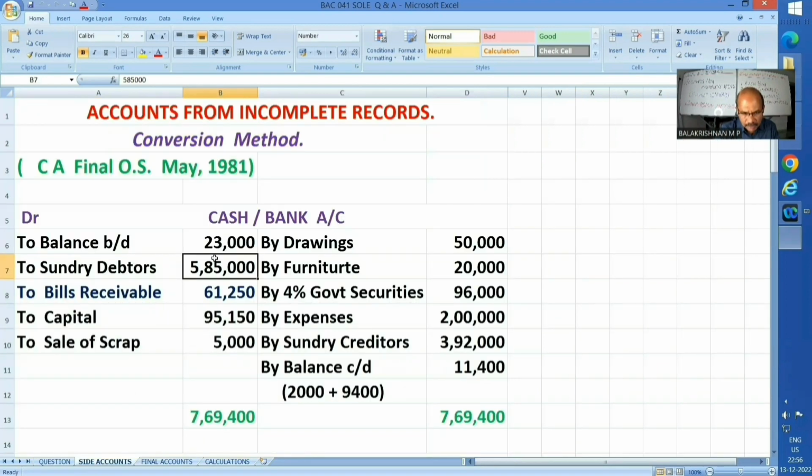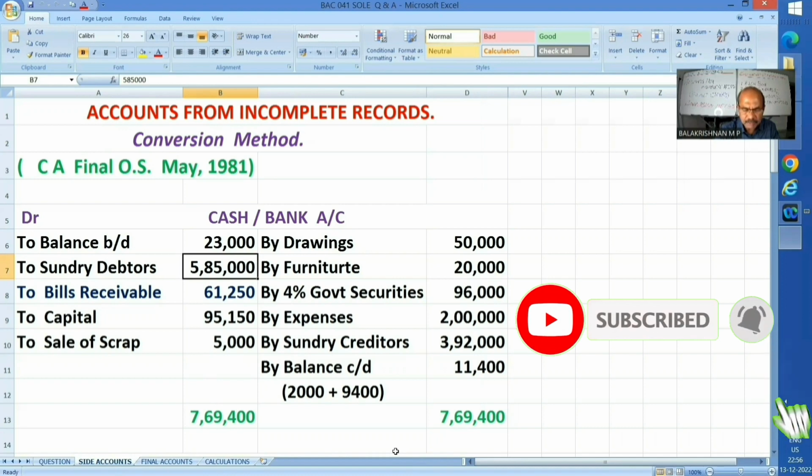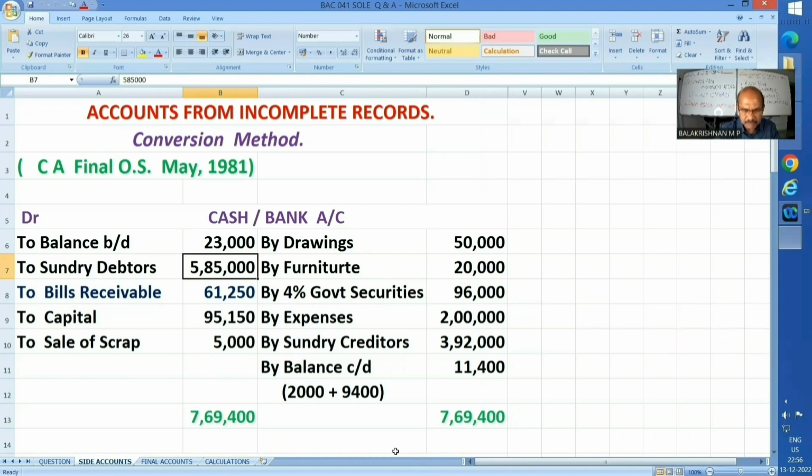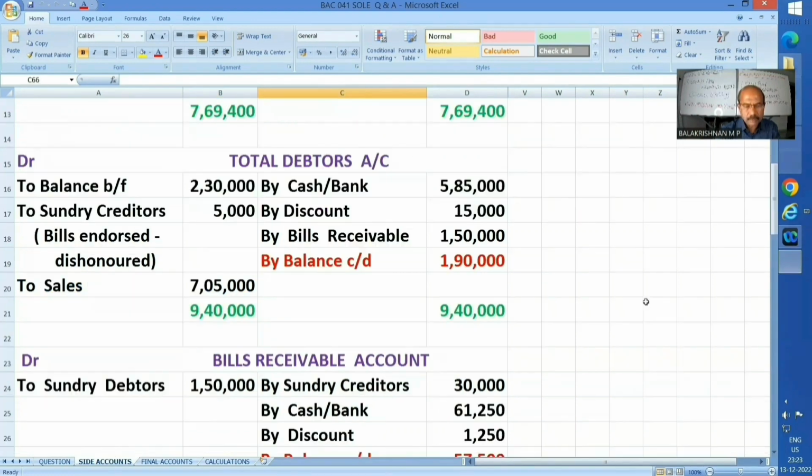Now we find that the accounts are tallied on both sides. That means this account is taken care of and we are not going to get any missing information. So cash and bank account has been satisfactorily prepared. Well, students, next let us take up the preparation of total debtors account. Mind, this sum has bill receivable also, so the debtors account has to be prepared in tandem with the bill receivable account.